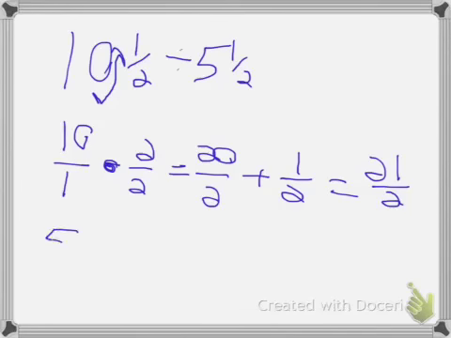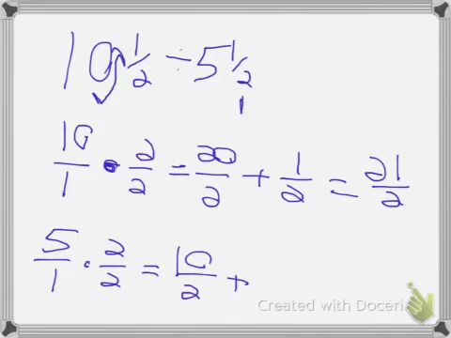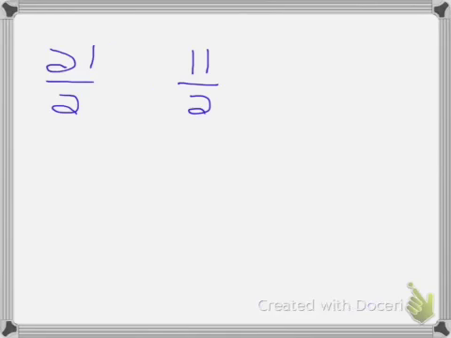Now for 5, you do the same principle, but 5 over 1 times 2 over 2 equals 5 times 2 is 10, and 2 times 1 is 2. And again, it's not complete until you add the 1/2. So 10 over 2 plus 1 over 2 equals 11 over 2. Now we're going to plug these numbers into an equation. The two numbers we have now are 21 over 2 and 11 over 2.